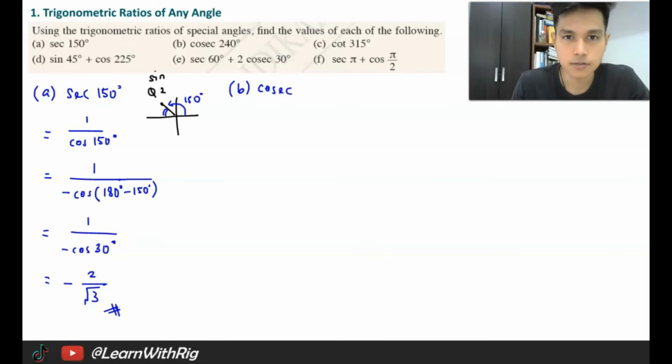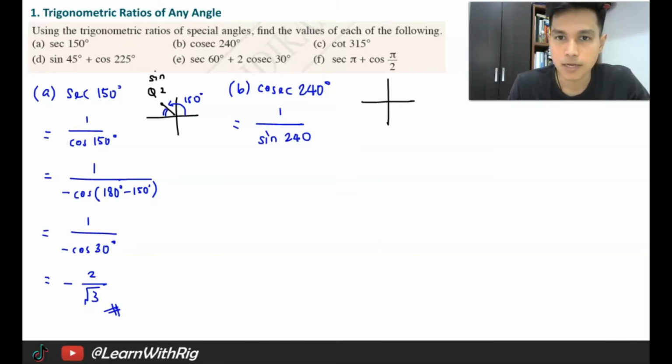Cosec 240. So cosec is 1 over sine, so 1 over sine 240. Sine is, this one is which quadrant? 240 is which quadrant? It's less than 270, so it's going to be the third quadrant.